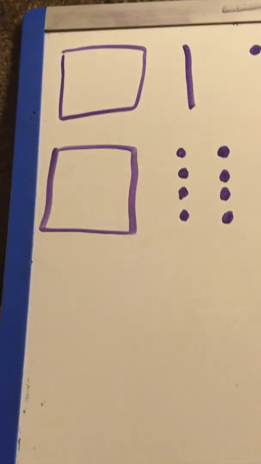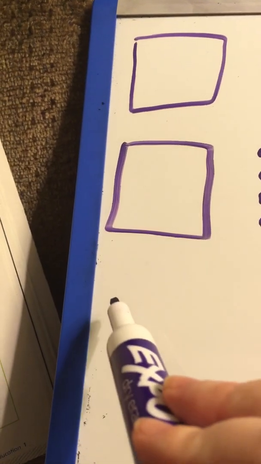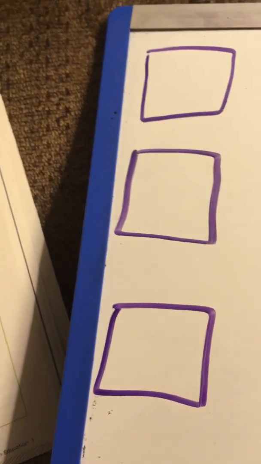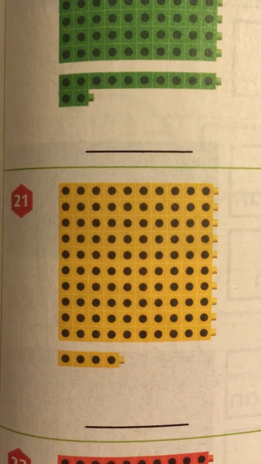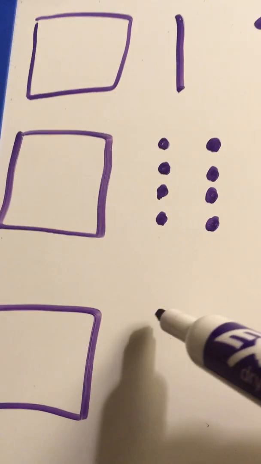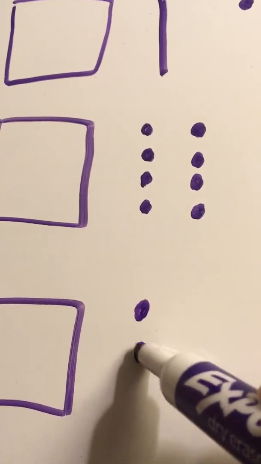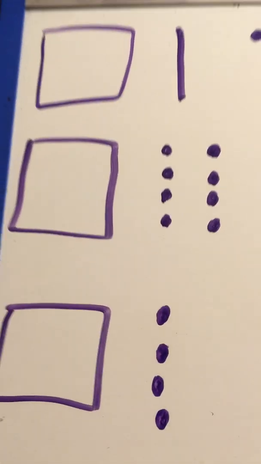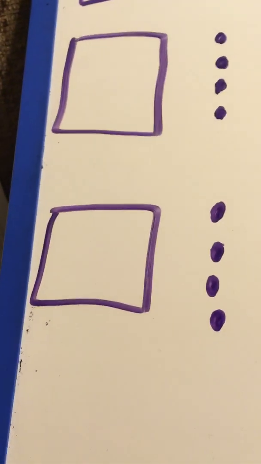So remember, a 100 block is just a large square. Do we have any tens blocks? No, no tens. How many ones are there? There's 4 ones. And remember, we represent the ones with dots. So we're going to draw 4 dots. Okay, so that's how your paper should look.